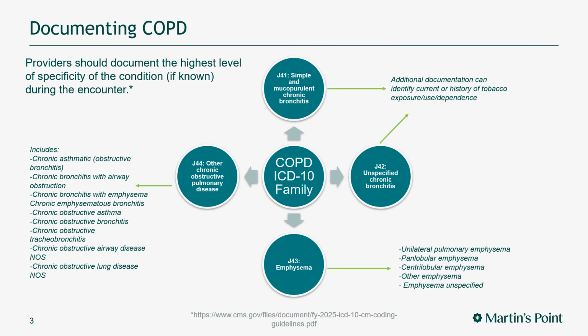On the bottom is the J43 category, which includes emphysema. And some of the diagnoses that are included in this category are unilateral pulmonary emphysema, panlobular emphysema, centrilobular emphysema, other emphysema, and emphysema unspecified.